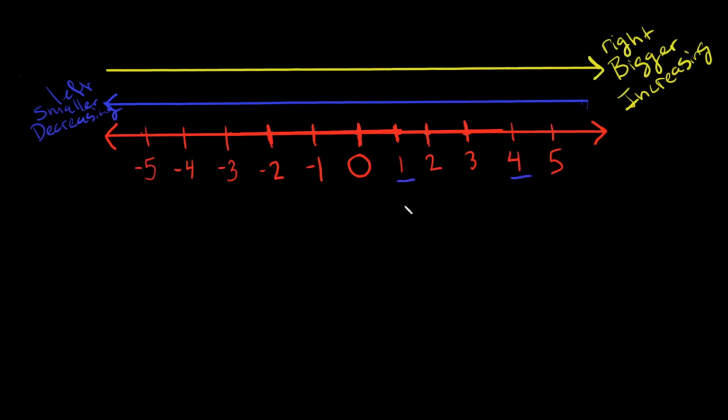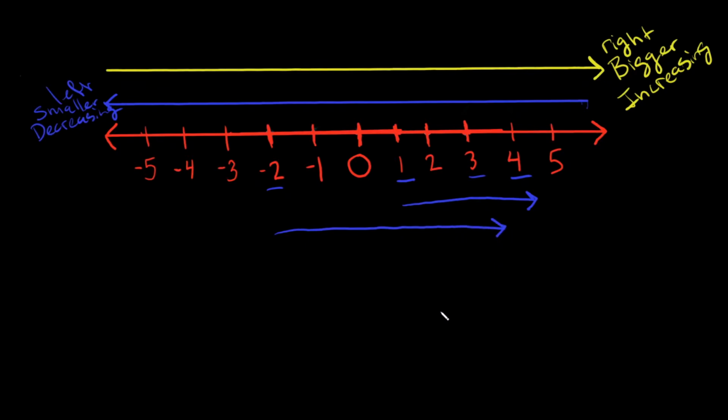So for example, if I asked you, what's bigger, 1 or 4? Well, 4 is bigger because it's further to the right on the number line, right? Because numbers are increasing the further they move to the right. So what if I asked you, what's bigger, -2 or 3? Again, 3 is bigger, right? Because it's further to the right on the number line.